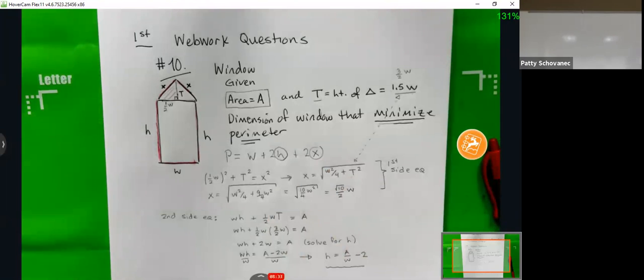Yes? How did I get 2w? I want area. Okay, so let's see. Oh, you're right. That's 3/4 w squared. Yes, I lost a square. So that's a w squared, which gives me a w right here. Thank you. Good eye on that one.